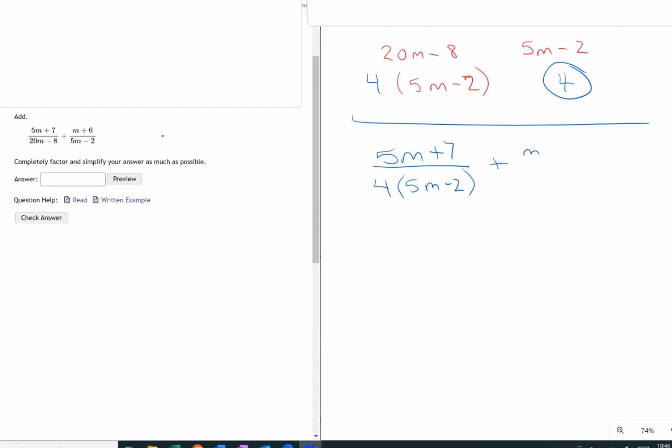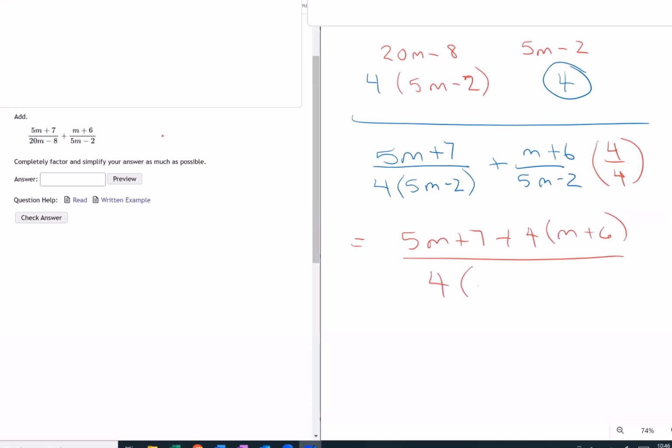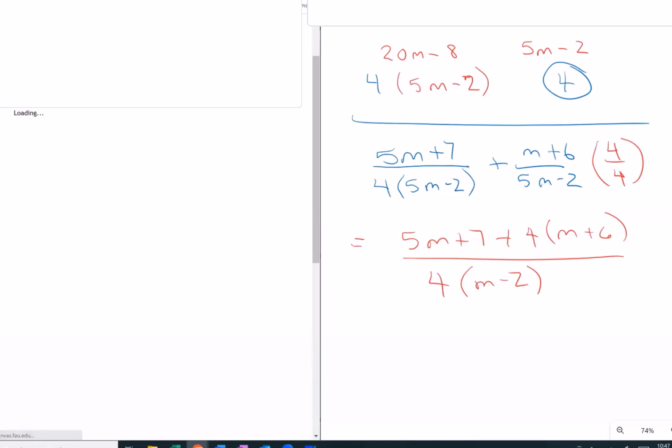plus m plus 6 divided by 5m minus 2, and I have to multiply this by 4 over 4, which gives me 5m plus 7 plus 4 times m plus 6 divided by 4 times m minus 2. And if you continue, you'll get the right answer. I think this is far enough. You just combine like terms, make sure there's nothing you can cancel, and then move to the next problem.